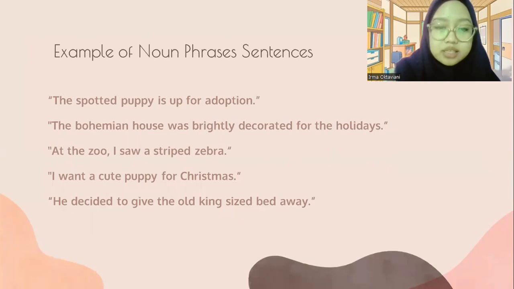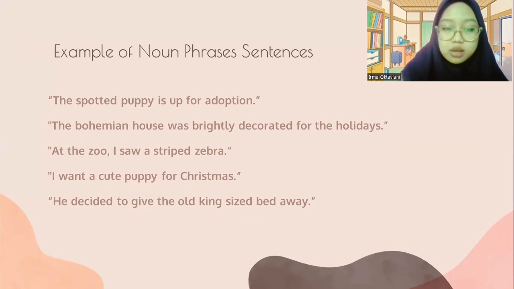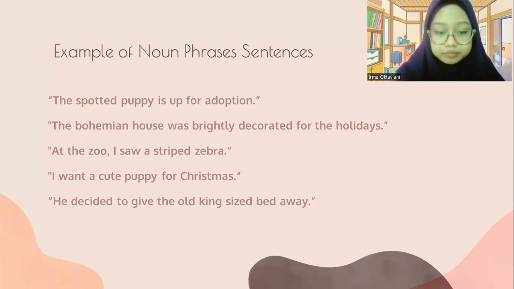Okay, in this next slide there are examples of noun phrase sentences. Are you guys still confused with noun phrases? Let's consider an example from your dictionary below. The first is: the spotted puppy is up for adoption. Spotted puppy is a form of the verb plus noun pattern as participle.